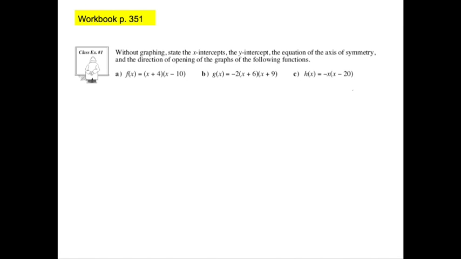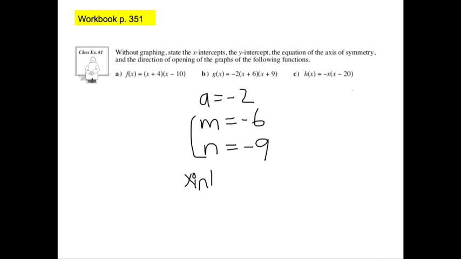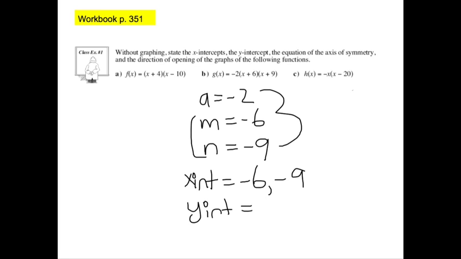For the next one, you have g of x is equal to -2, x plus 6, x plus 9. So a in this case is going to be -2. M is going to be -6 because that's x plus 6. And then n is going to be -9. So these, of course, again correspond to your x-intercepts. So that's going to be -6 and -9. Your y-intercept, well, what you're going to do is you're going to multiply these three together. So -2 times -6, which is +12. +12 times 9, that's going to be -108.